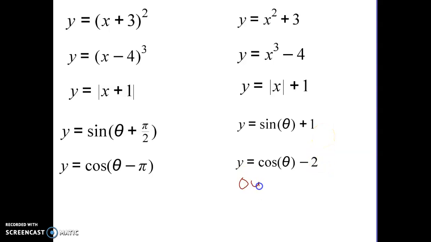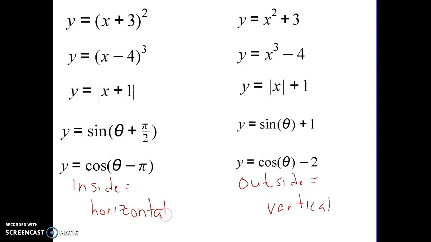So when the number is on the outside of the parent graph, when it's on the outside of our original function, this is going to be a vertical movement. This is going to translate the graph up or down. But all of these over here, the numbers that I have added or subtracted, they're on the inside of the function. I'm going to add 1 first and then take the square root. I'm going to add pi over 2 to that angle, and then I'm going to find the sine. So when it's on the inside of the function, inside that parent graph, this is going to be a horizontal movement. This is going to move the graph left and right.